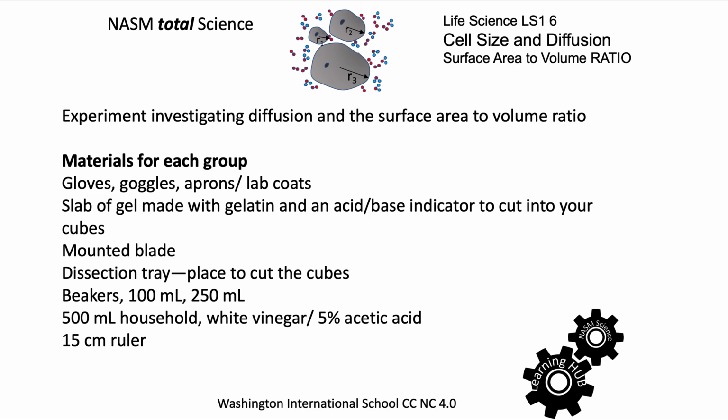So, materials. Safety materials: gloves, goggles, aprons, and a slab of gel made with gelatin and an acid-base indicator. A mounted blade, to be handled carefully and put down. If you've got a dissection tray, place it at one side, out of where you're going to be handling the cubes. Beakers and some white vinegar, 5% acetic acid, and a 15 centimetre ruler.